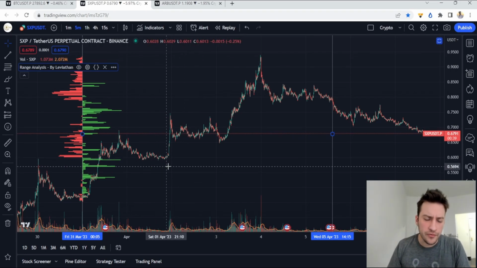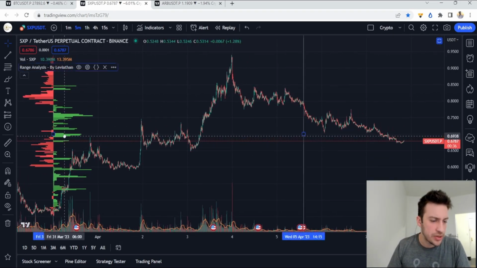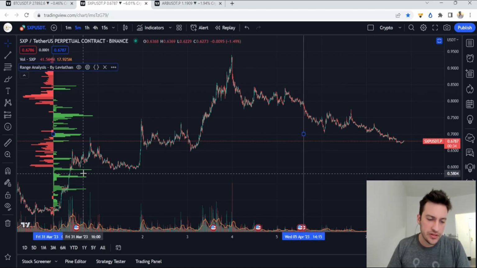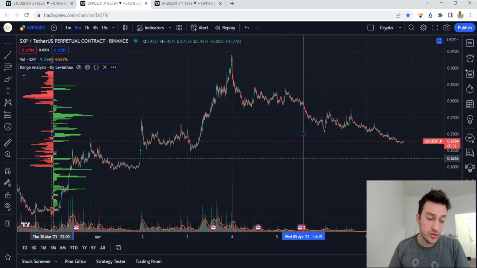You can also see other very large points of open interest increases down here. I will bet you anything that if SXP falls, it will see some very strong support around the 0.55 to 0.6 area.